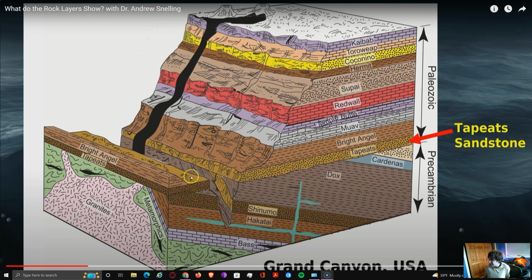But anyways, the Tapeats sandstone formed in a shallow marine environment and is not at all a flood deposit. The reason why we know this is because of physics. Well, it's because of the actual structure of the sandstone itself, and yes, physics.